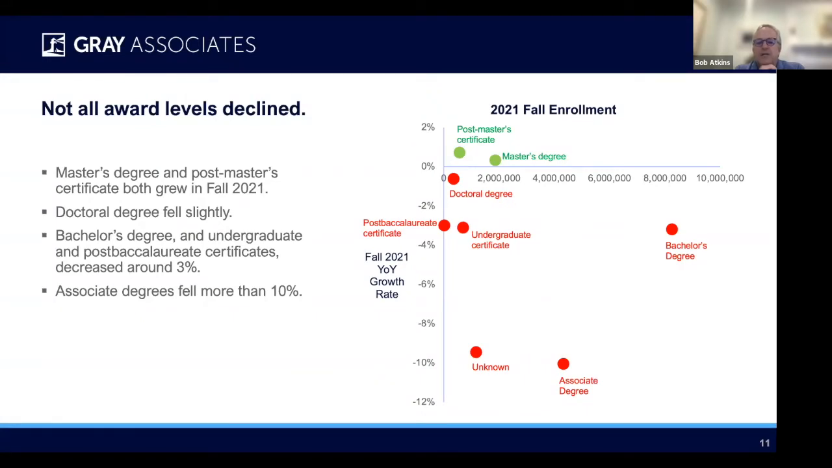Bachelor's degrees down a solid 3%. Undergraduate certificates also down about 3%. And finally, post-baccalaureate certificates down 3%. So really, we're looking at something that in most degree levels is +1 to -3%, with associate's degrees really falling sharply, down 10%.